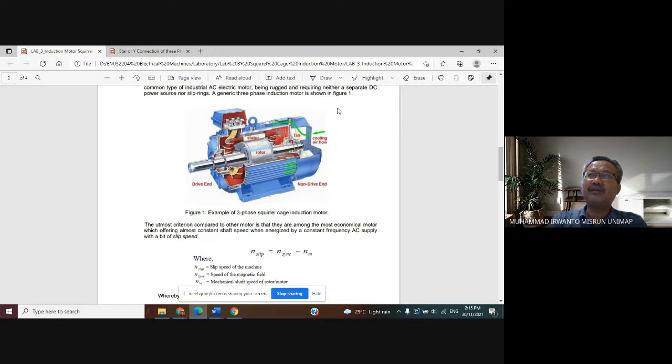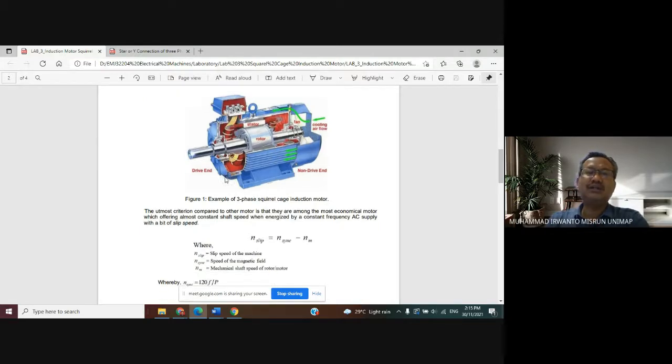The type of the parameter is wattmeter, kilowatt hours meter, and then var meter for the reactive power, VA meter for the apparent power. And also you can measure the line to line voltage or line to neutral voltage, for the Y connection, line to neutral.